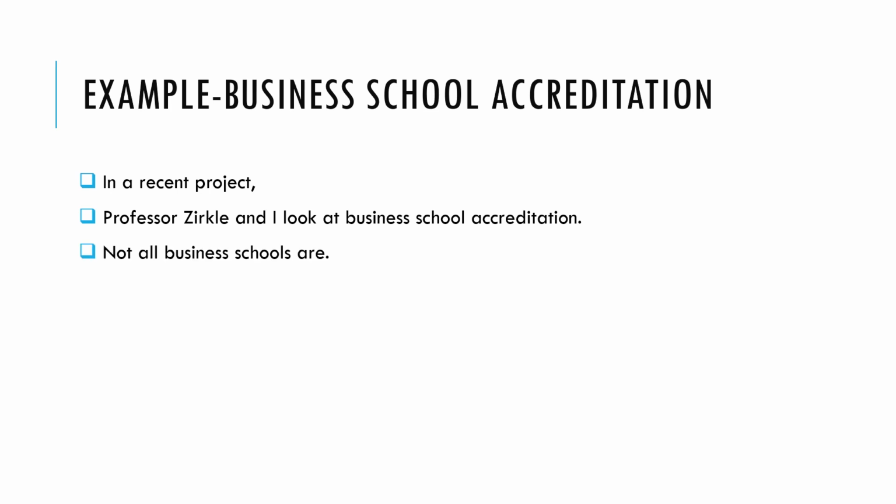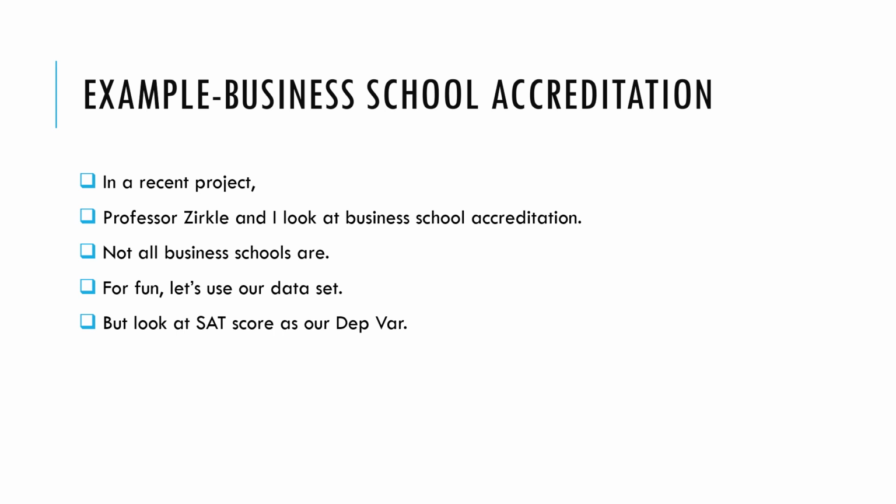And not all business schools have accreditation, right? Not all business schools are accredited. So for fun, we're going to use our data set, but we're going to do something different. This is not at all what we did in our study, but we just happen to have this data set sitting on our computers. So let's say we're looking at SAT scores of colleges and universities as our dependent variable. And we want to look at two groups of accreditation, and that's going to be how we divide our data set into two groups. All right, so we're looking at explaining SAT scores.